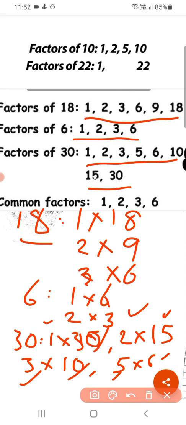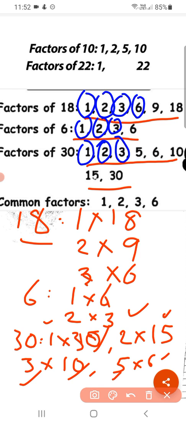Now we have to find the common factors. 1 is common. Circle the common factor. 2 is common. Then 3 is common. And 6 also. So these are the common factors of these numbers 18, 6 and 30. So when we are finding the common factors of a group of numbers, first find the factors and circle the factors which are common in all the numbers.